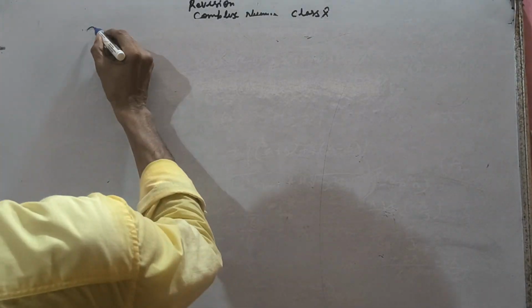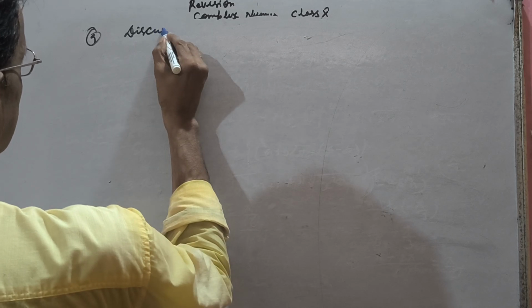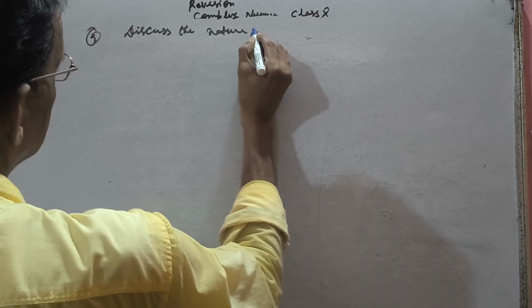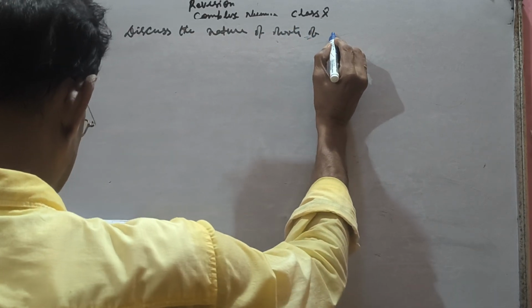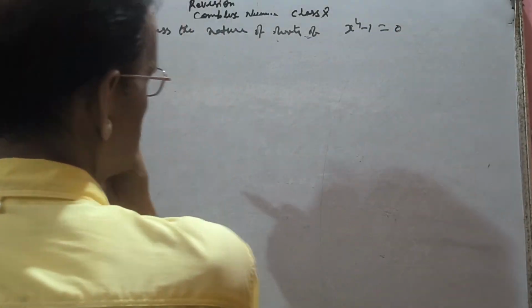One more sum is there. Question number 9: Discuss the nature of roots of x^4 - 1 = 0.